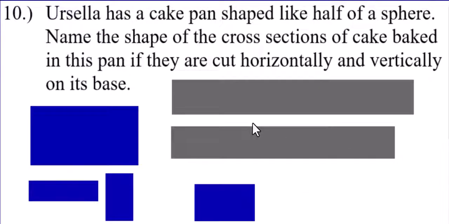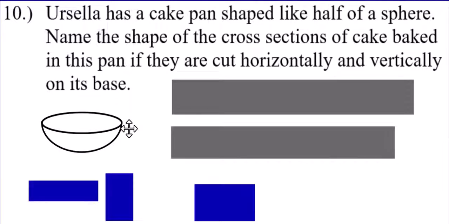All right, problem number 10. This one is definitely trickier than what's going to be on the test. First of all, it's a cake pan shaped like a half of a sphere. If you're like, what does that even look like? It basically looks like a bowl. A full sphere would be a ball. So you're kind of like taking a ball and cutting it in half. That would be half of a sphere.